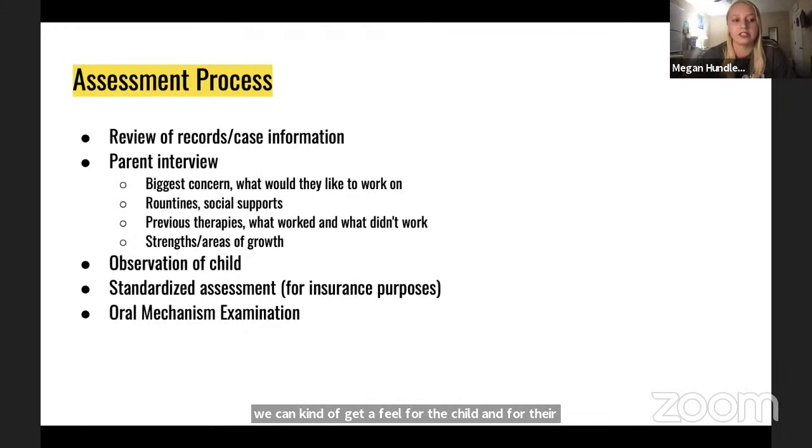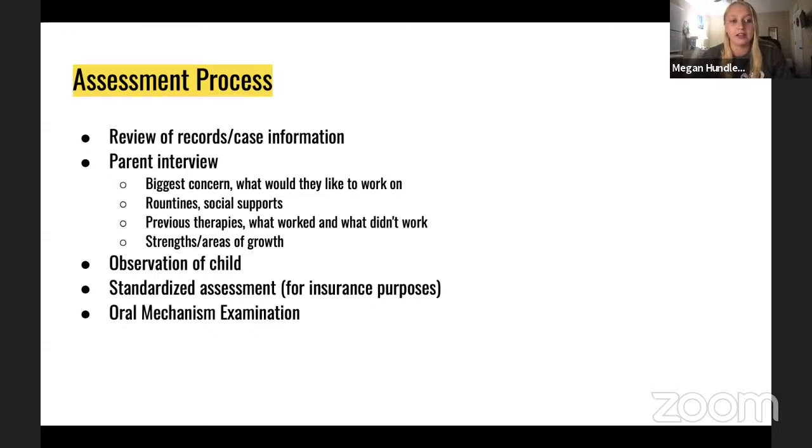Next, typically during an assessment process, we would administer a standardized assessment for insurance purposes. Depending on the kind of communication that we want to look at, we might administer a language assessment, a fluency assessment, or a feeding assessment. We might administer one or both, multiple assessments, to see if services are warranted.